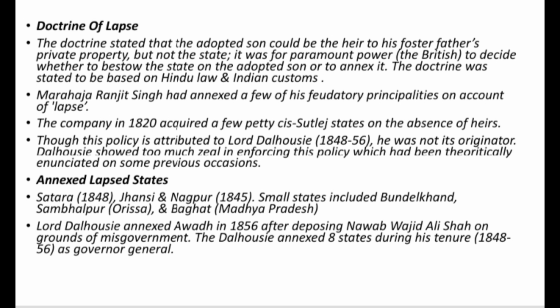Thus Dalhousie annexed eight states during his eight-year tenure, 1848 to 1856, as Governor General. In these eight years, he annexed some 250,000 square miles of the territory of India. His reign almost completed the process of expansion of British power in India, which began with the victory over Siraj-ud-Daulah at Plassey in 1757.